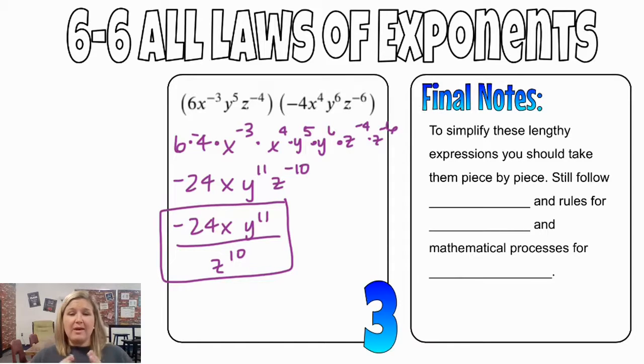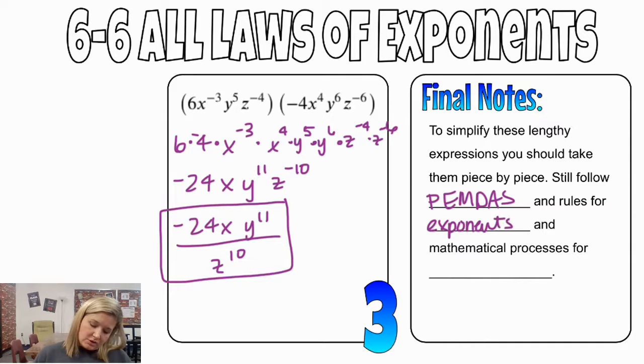All right, so basically, to simplify these lengthy expressions, you should take them piece by piece. Still follow PEMDAS. Okay, so parentheses, exponents, then multiplication and division there. And rules for exponents. So those are listed on your formula chart, but remember, they don't give you the rules for those coefficients and make it kind of tricky.